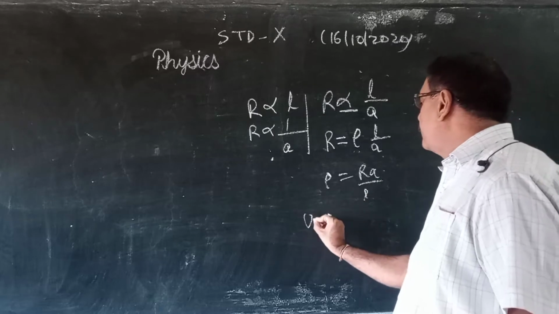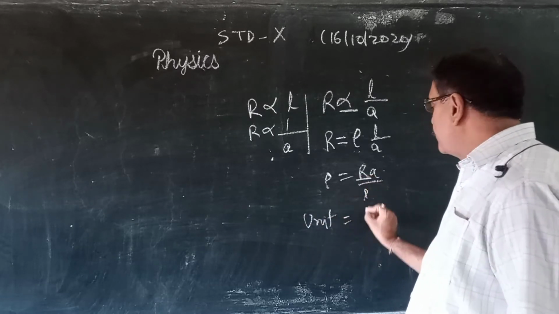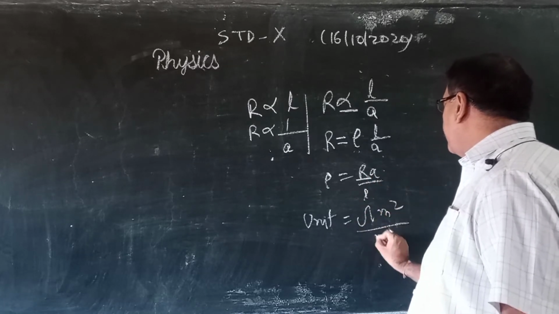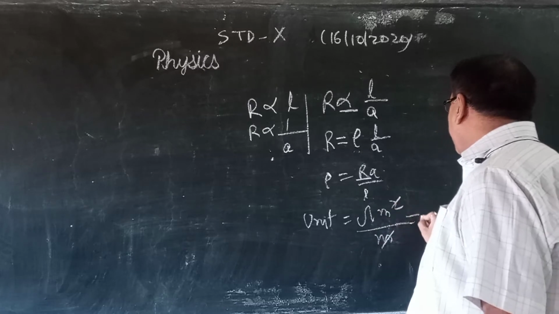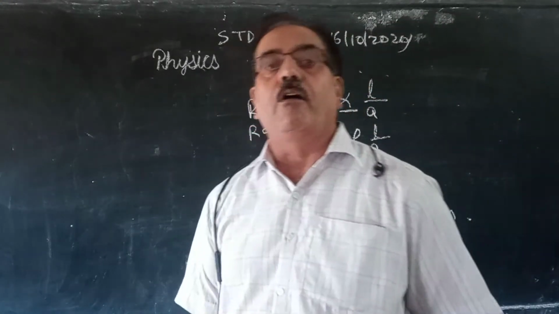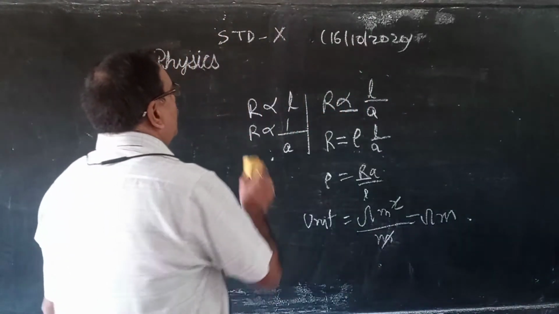Right? What is the unit? The unit of resistance is ohm, area unit is meter square, and length unit is meter. Cancelling, ohm meter is the unit of resistivity or specific resistance. Right?